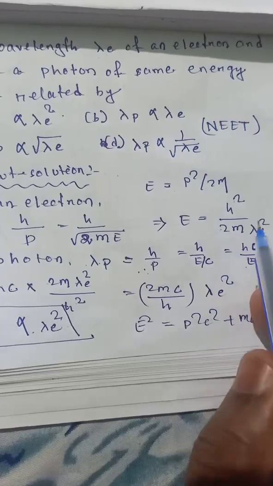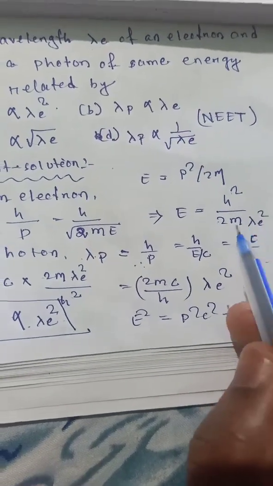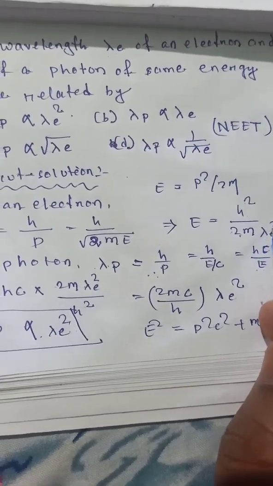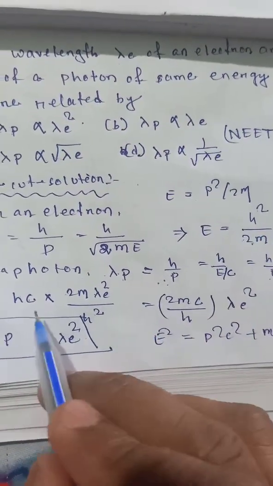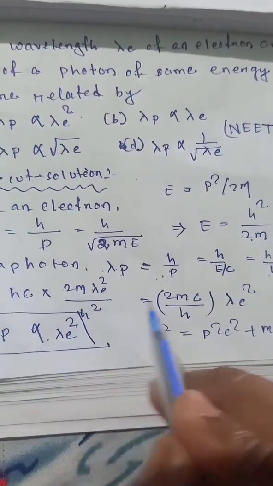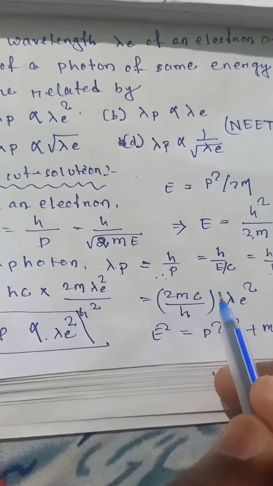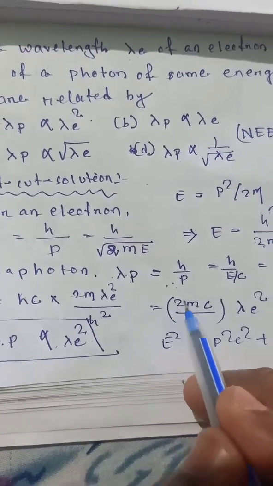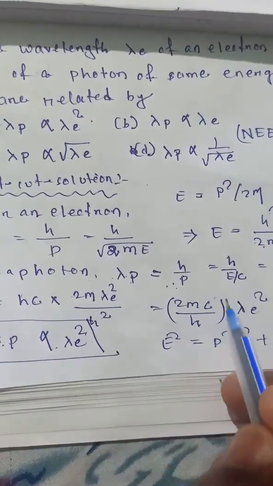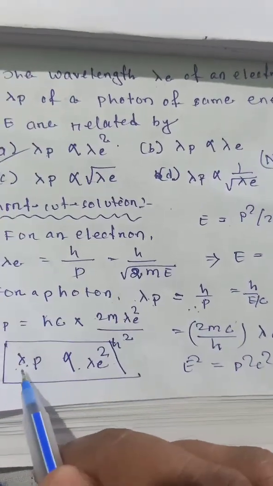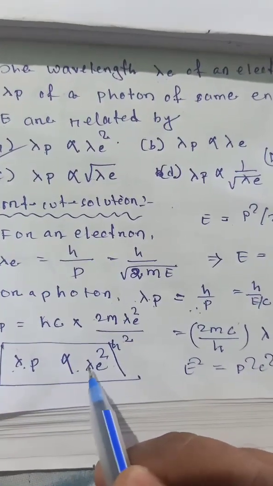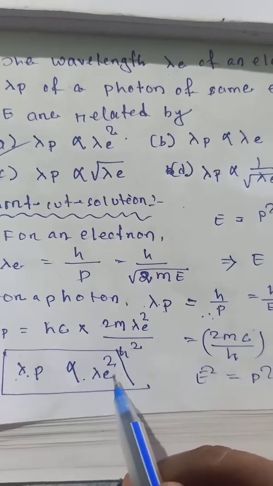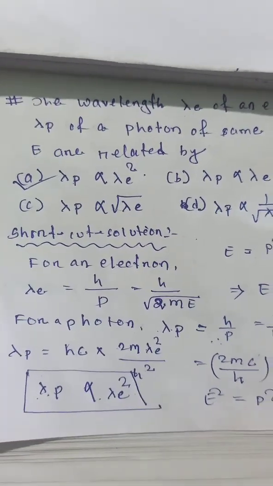E is equal to h squared by 2m lambda_e squared, so 1 by E in reciprocal form is 2m lambda_e squared by h squared. Here one h will cancel, leaving 2mc by h times lambda_e squared, where 2mc by h is a constant. So the wavelength of a photon is directly proportional to the square of the wavelength of an electron. Your option A is correct.